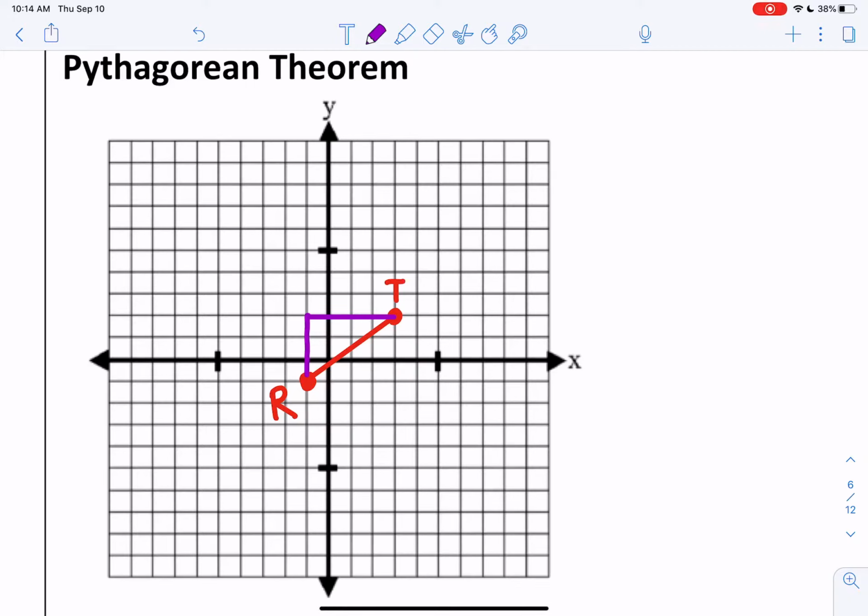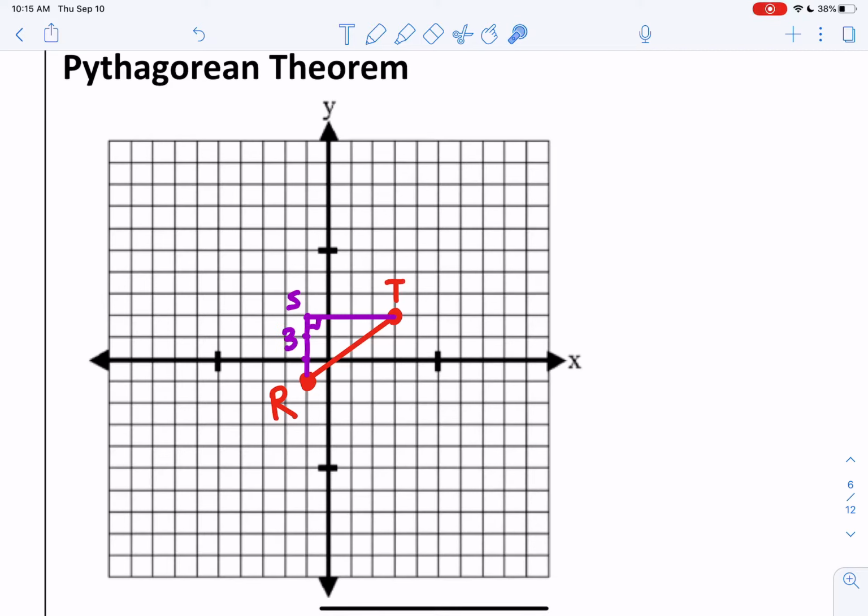Not only do I have a right triangle, but I can tell you exactly how long each one of these 2 sides is, because they are vertical and horizontal lines. We'll call this point S, just to give it a name. If I want to go from R to S, we know that's a right angle because it's a vertical and a horizontal line intersection. And if I count from R to S, I go 1, 2, 3 units.